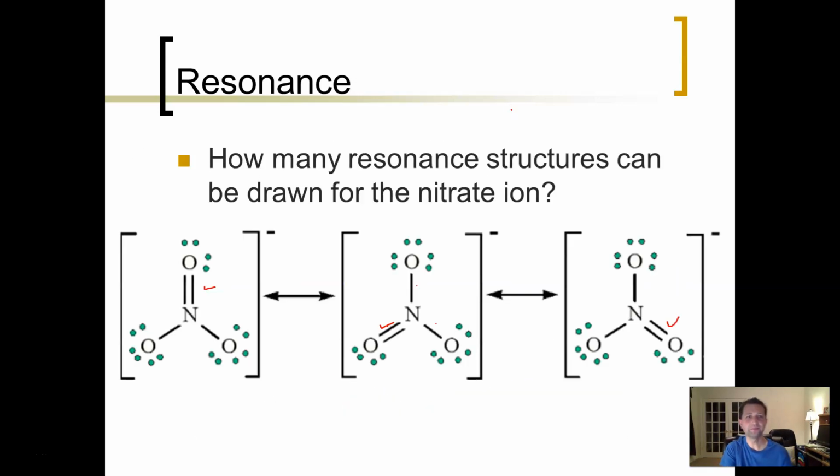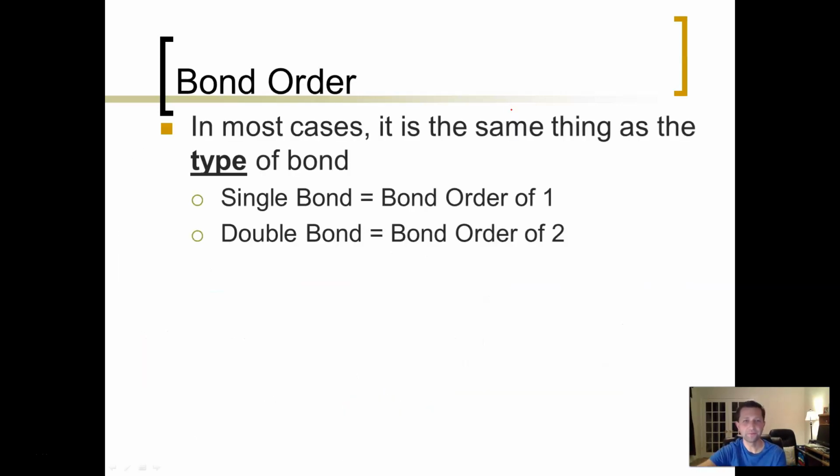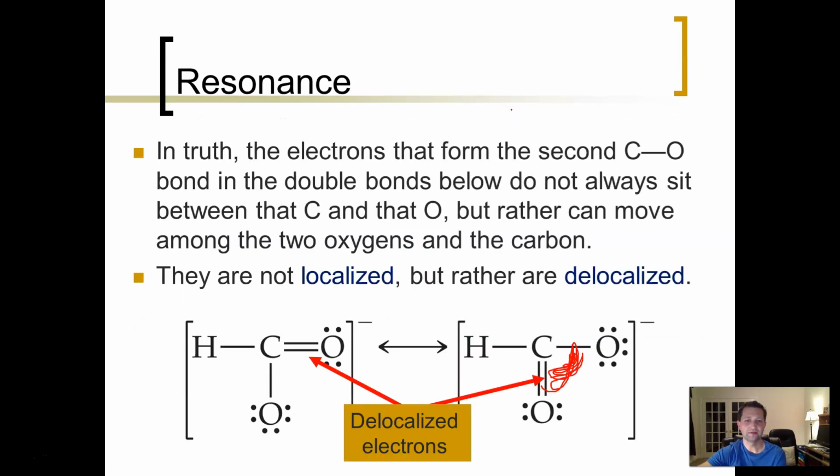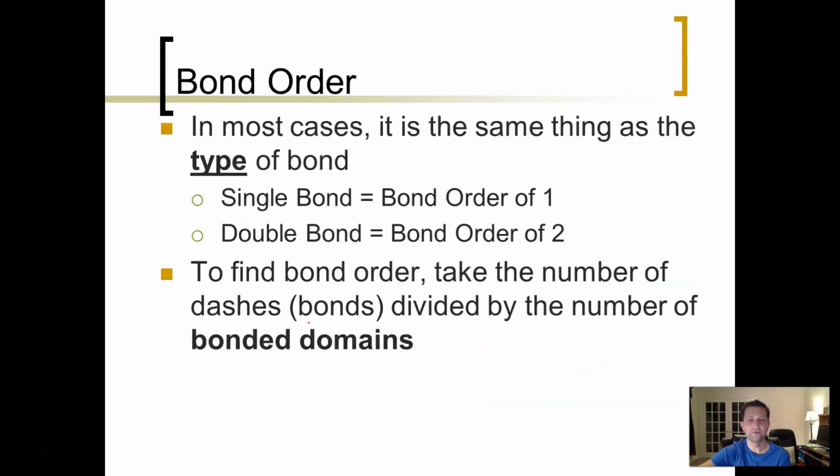Okay, to wrap it up, we're going to look at bond order, which is exactly what I referenced as I was going through the resonance portion of this lecture. So in most cases, it's the same thing as the type of bond. So single bond is a bond order of 1. It's telling you the characteristics of that bond, right? Like I went over here, you really have a 1.5 bond, right? So we would say our bond order for this section here is 1.5, okay? We're going to formally figure that out here. To find the bond order, take the number of dashes, which is the number of bonds, divide it by the number of domains, and you're going to have your bond order.